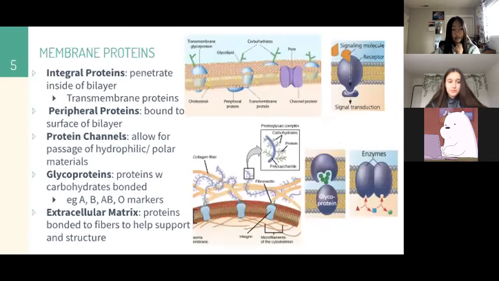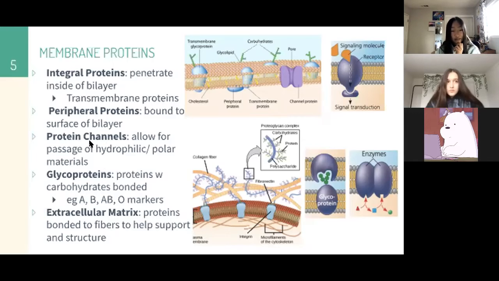So there are many membrane proteins on the phospholipid bilayer, and these proteins are really crucial to the function of the membrane. So first are integral proteins, which penetrate the inside of the bilayer, and they are also called transmembrane proteins because they pass through the whole membrane, kind of like this. And peripheral proteins are bound to only the surface of the bilayer, which is why they're on the periphery.